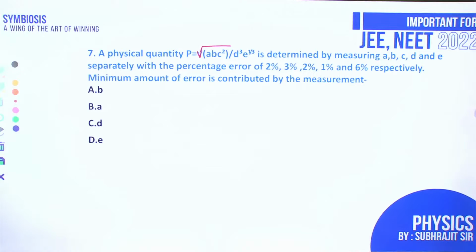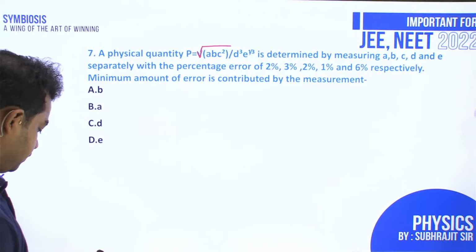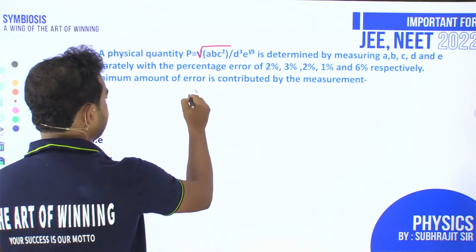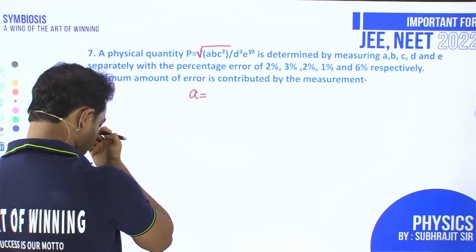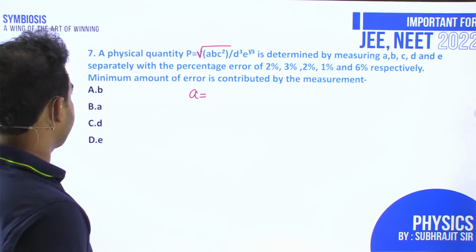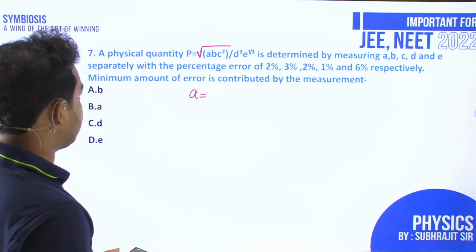This question is also important. So the question is, minimum amount of error is contributed by which measurement. Now we can find the errors contributed by A. First of all, we can find the error contributed by A.